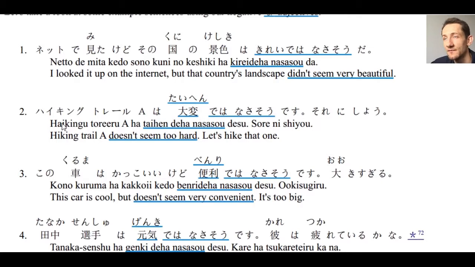Sore ni shiyou. Hiking trail A wa taihen dewa nasa so desu. Sore ni shiyou. So hiking trail A does not seem hard. Taihen dewa nasa so. Does not seem difficult. Let's do that one. Let's hike that one.